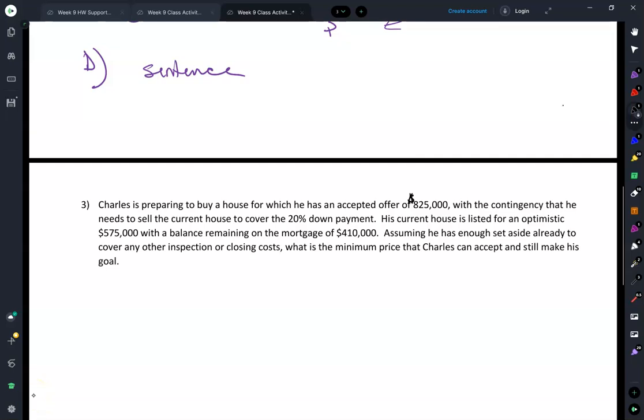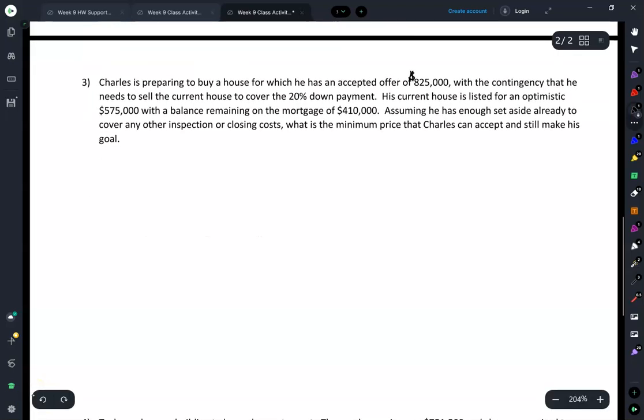Okay, so now we're looking at number 3 for the real estate problem activity in week 9. Charles is preparing to buy a house for which he has an accepted offer of $825,000 with the contingency that he needs to sell the current house to cover the 20% down payment. So that's the down payment of this $825,000.